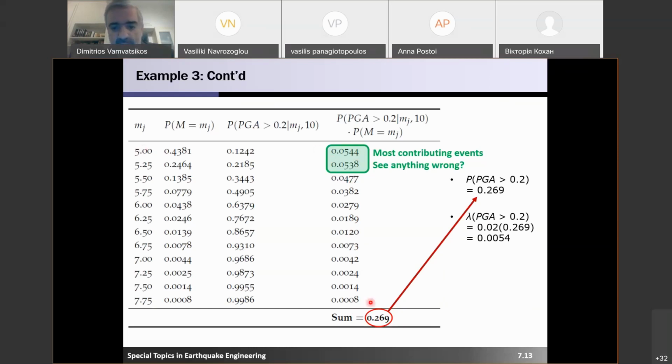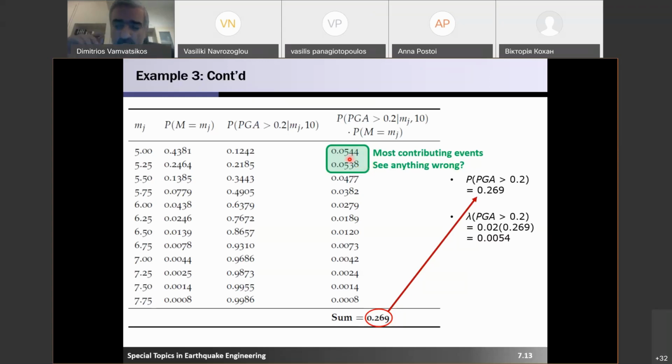See, this 0.269, about half is coming from magnitudes 5 and 5.25. About half of it. You add up a couple more to get to about 6, and you pretty much have it all. Okay, so the event is right here. Actually, it's this one, but okay, let's put it this way. Both of them are really important.